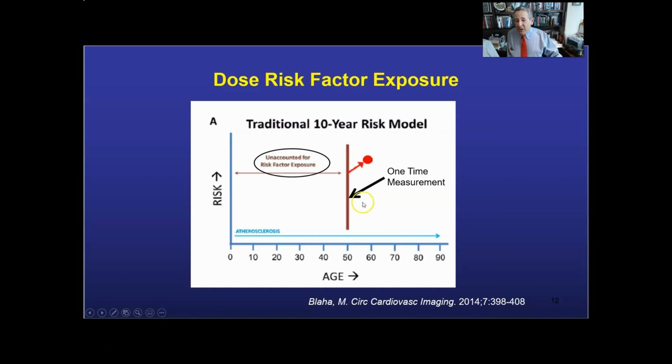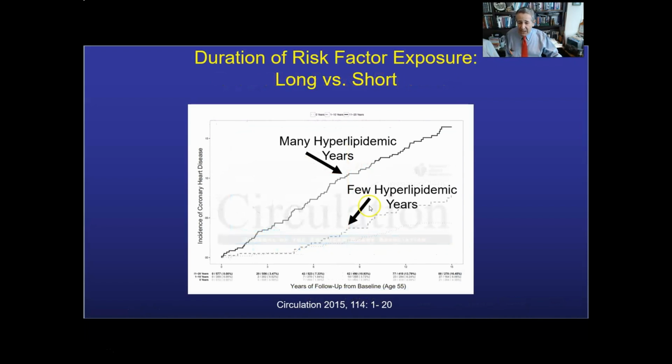And when you just do one measurement, again, you're not taking account of the unaccounted risk factor exposures. So here's LDL. It could be all over the place. And that could be causing a lot of plaque or little plaque. And how does that contribute to how much plaque you have here and what your real risk is?